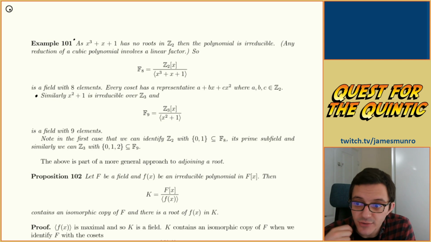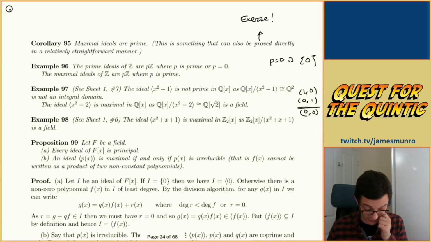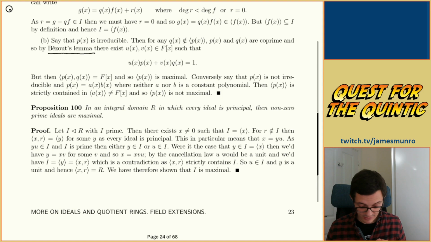Why is it a field? It's a field because the ideal is maximal. It's maximal because in this ideal, oh my goodness, right, okay, there's a lot of things strung together here. The non-zero prime ideals.